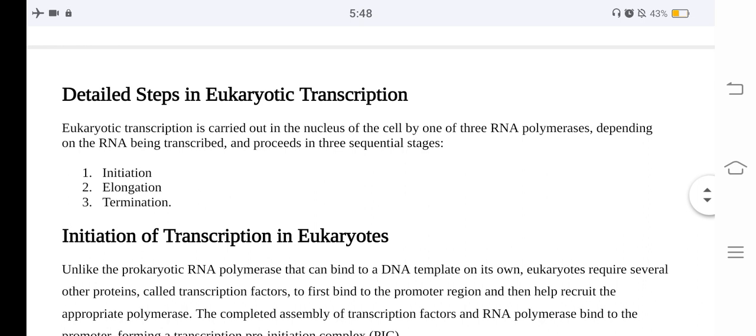The detailed explanation of all these points about eukaryotic transcription will be included in the next video. Thank you for listening. So this will be part A. Later, we are going to learn about part B, the detailed explanation of all these points like initiation, elongation, and termination. Thank you.